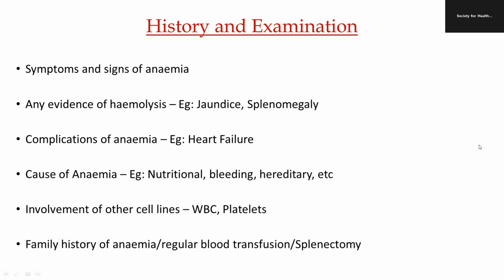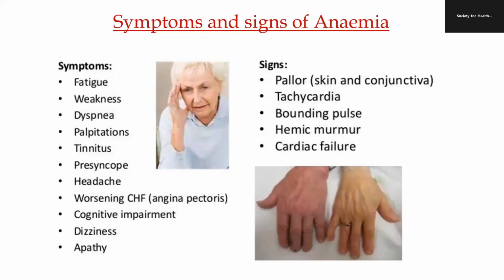Say, for example, recurrent infections or bleeding issues may be suggestive of other cell line involvement. Then, better to ask a few questions about the family history. For example, are there any other family members having a similar kind of problem? Maybe getting regular blood transfusions, or maybe having undergone splenectomy. Such information may be very important for a patient with anemia.